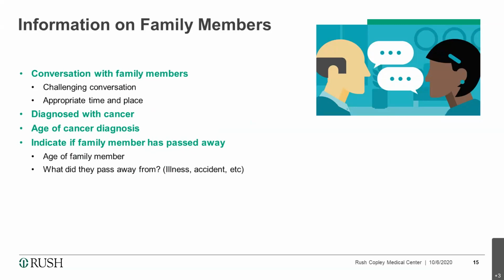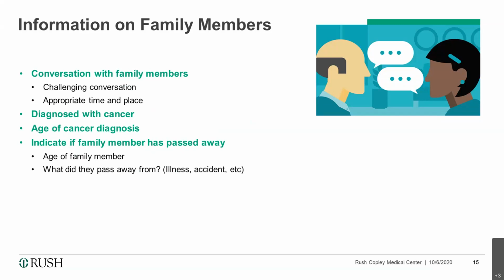Whether it was an illness like a cancer diagnosis or some other condition, or an accident or any other reason. Now, if they were diagnosed with a cancer, the same two bullet points apply as before: what type of cancer it was, and the age of diagnosis. So you would need both the age of diagnosis and the age they passed away from that cancer. And sometimes you won't have everything.